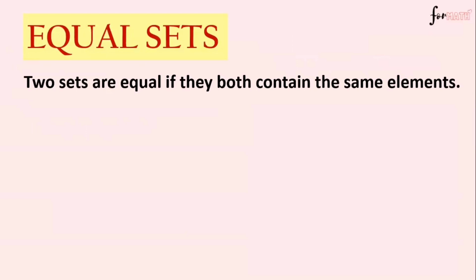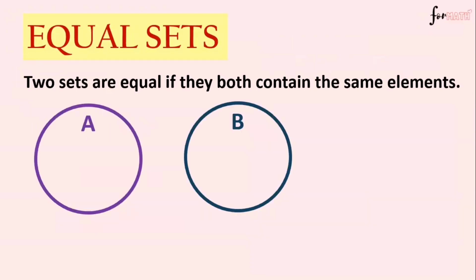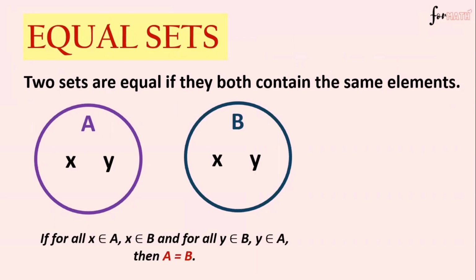So, when we say equal sets, 2 sets are equal if they both contain the same elements. So, using the Venn diagram, for example, we have set A and set B. Based on the definition of the equal sets, dapat daw both containing the same elements. For example, A is xy, B is also xy. If for all x is an element of A, x is an element of B, and for all y is an element of B, and y is an element of A, then we can say that A is equal to B. Okay? So example, if we have set A 3, 9, 11, set B 11, 3, 9.